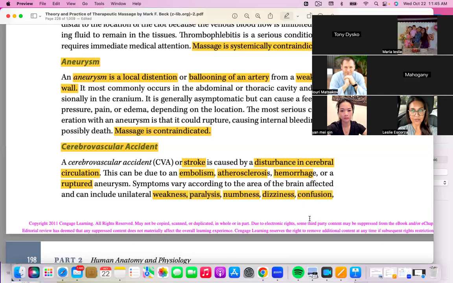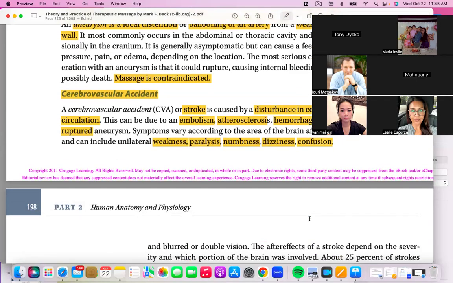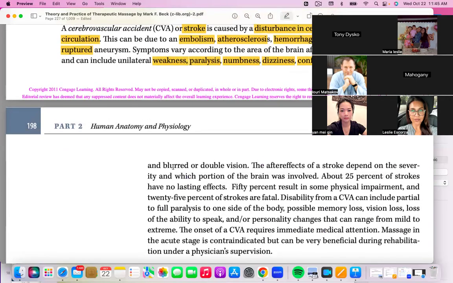Okay, 5, and you can put those in a card. 6, 7, we have 7. And blurred or double vision. Blurry, so the vision, mind confusion, dizziness in the body, numbness in the nerves, not being able to move, and weakness in the muscles. And paralysis like in the face usually.